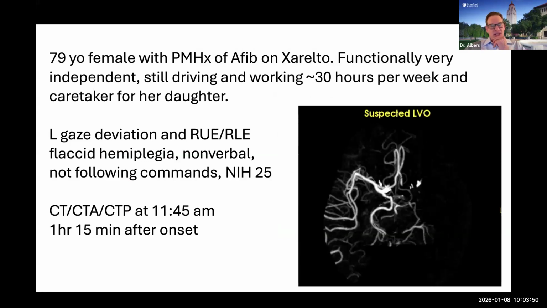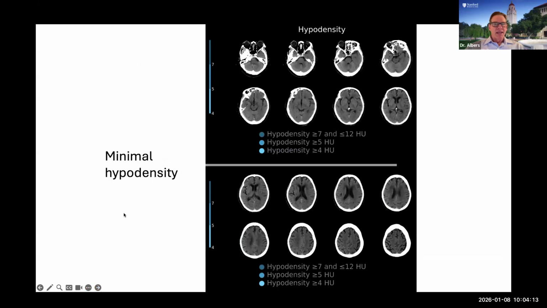She presents with really a horrible clinical syndrome: left gaze deviation, right upper and lower extremity flaccid hemiplegia, nonverbal, not following commands, very high NIH score. You can see from the CTA that she's missing her carotid and MCA on the left. But the non-con CT does not look too bad. You can see that there's minimal hypodensity in the left hemisphere. This is a very early scan because she got in very quickly after symptom onset.